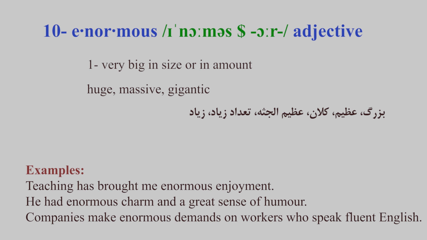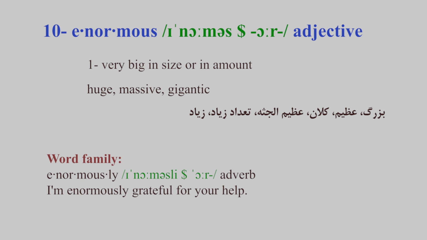And the next example: he had enormous charm and a great sense of humor. And the next example: companies make enormous demands on workers who speak fluent English. That is really true, and mostly it is for international companies. Word family: enormously is an adverb. For example, I am enormously grateful for your help. It means that I thank you a lot.